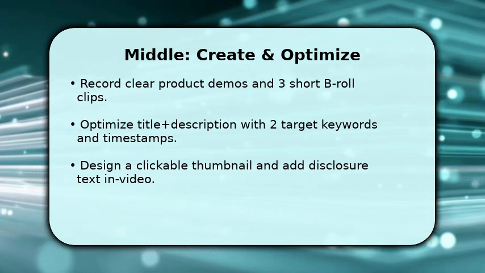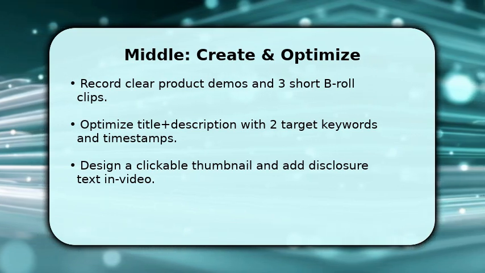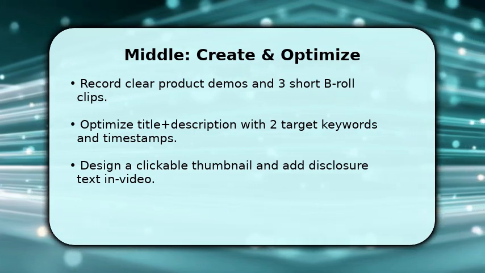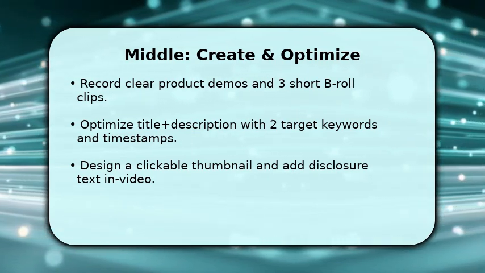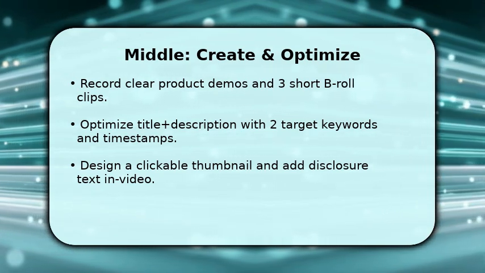Make sure to optimize the title and description with 2 target keywords and timestamps for product segments. This improves search visibility. Also create a bold thumbnail and place a clear affiliate disclosure in the first 10 seconds to stay compliant and build trust.